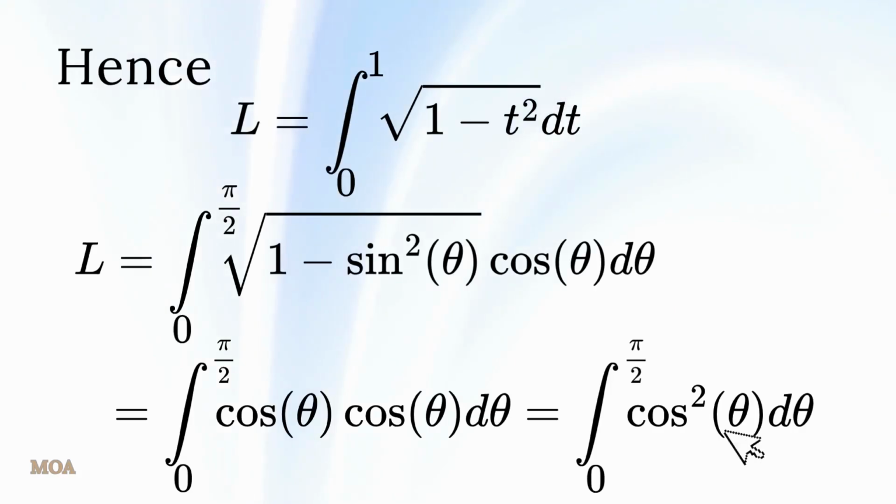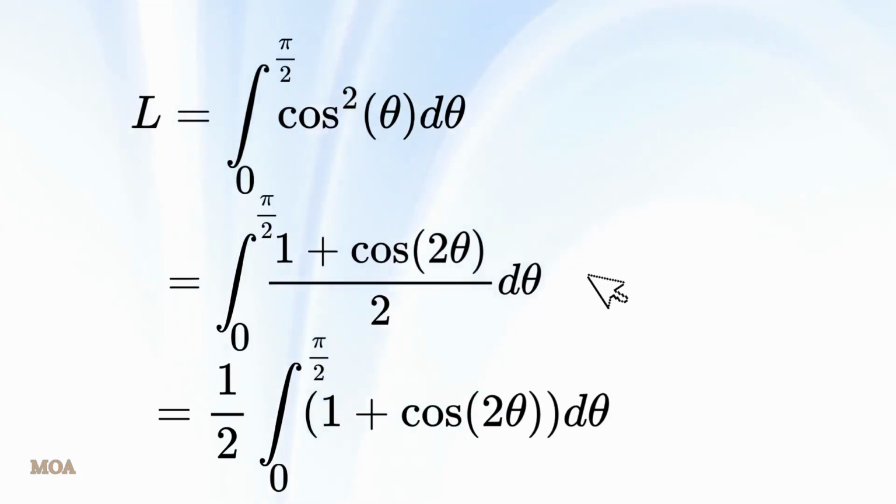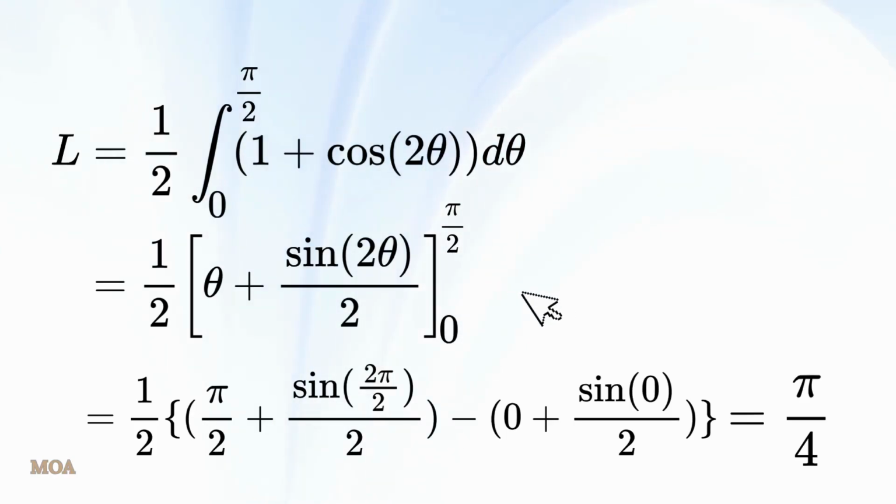theta, d theta. Now, since the cosine squared of theta equals the quantity 1 plus the cosine of 2 theta, all divided by 2, we can plug this relation into the expression for the integral L. By factoring out 1/2, we obtain L equals 1/2 times the integral from 0 to pi over 2 of the quantity 1 plus the cosine of 2 theta, d theta. Since the antiderivative of 1 plus the cosine of 2 theta is theta plus 1/2 times the sine of 2 theta.